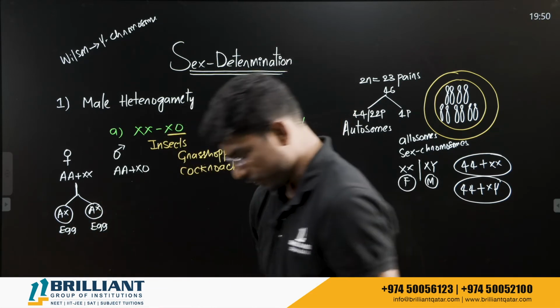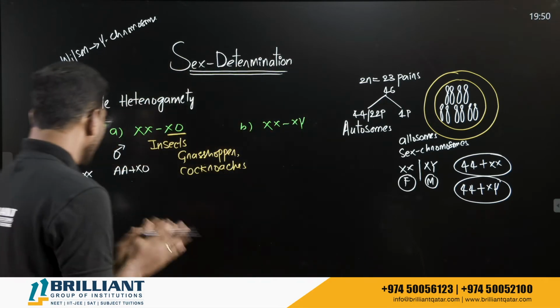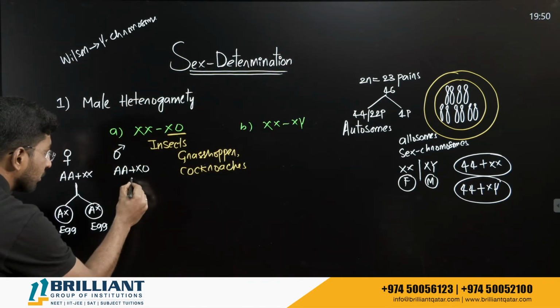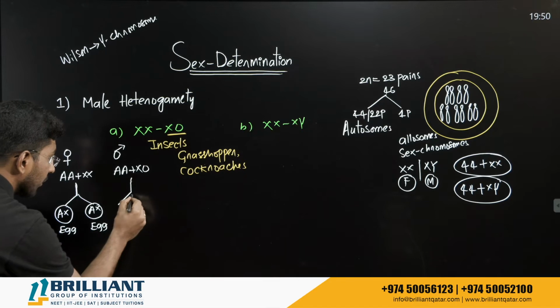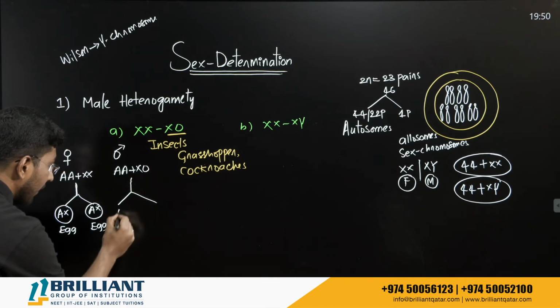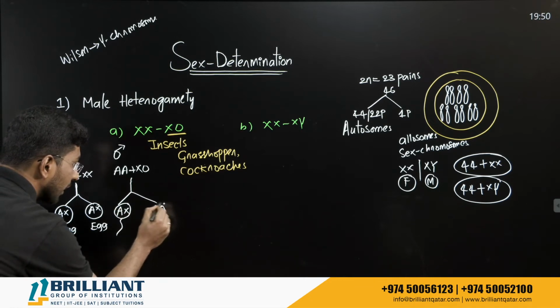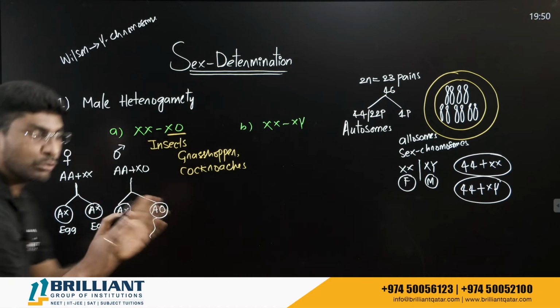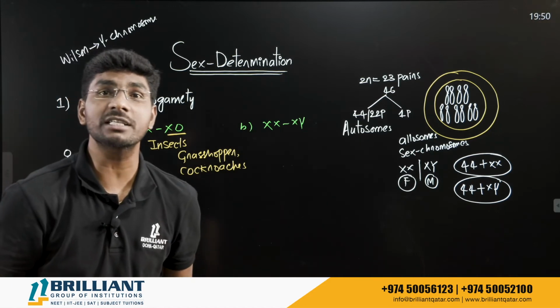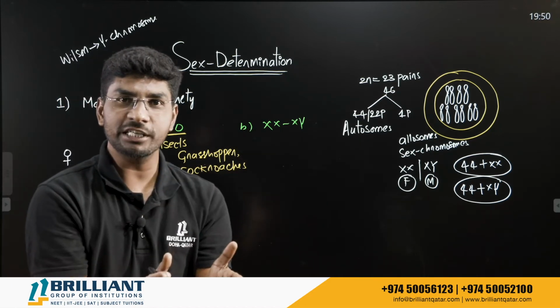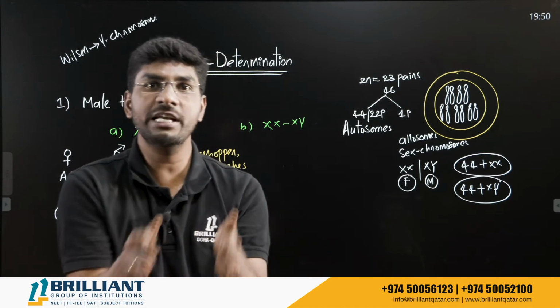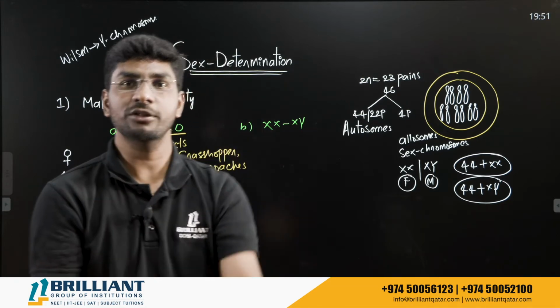Come to the male. Look here. In the male, two different types of sperms are produced. What are they? Tell me now. AX chromosome sperm. Next, A0. That means the X chromosome is not present in 50% of sperms. 50% of sperms with X chromosome, 50% of sperms without X chromosome.